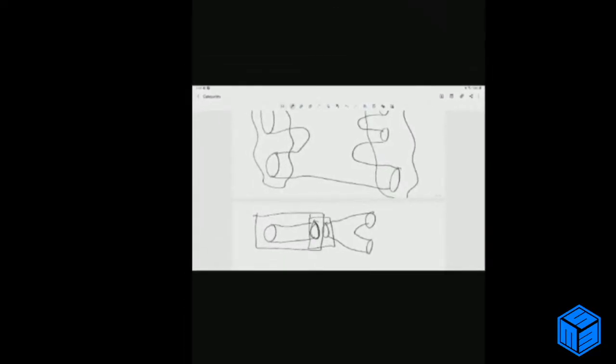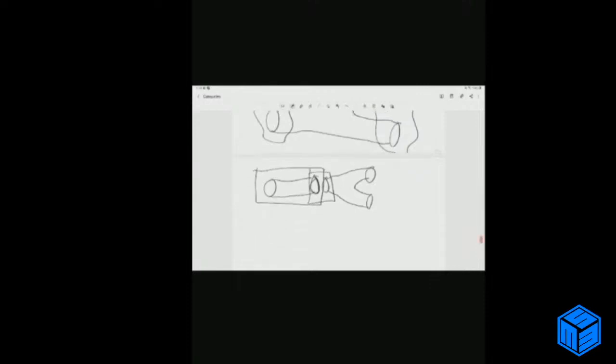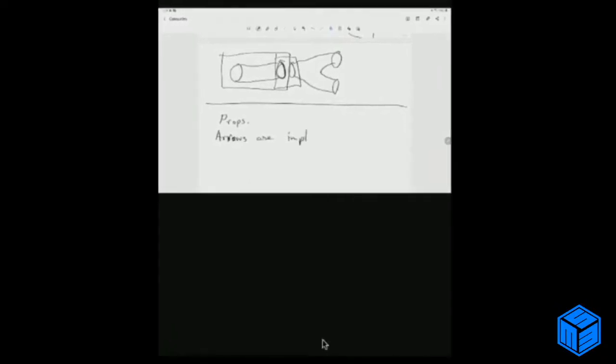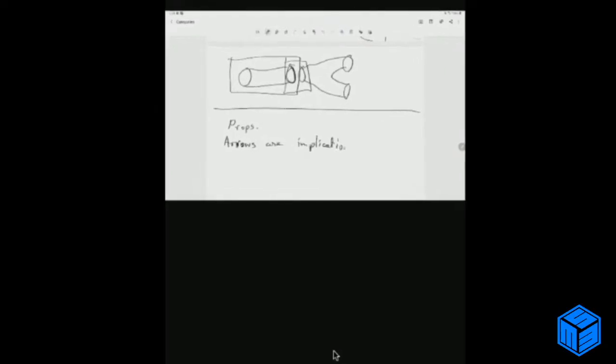Any other examples that I can think of that are not collections of objects? Oh yeah, this is probably very relevant to Math 163 if you're taking it. Your objects are propositions, and your arrows are implications.